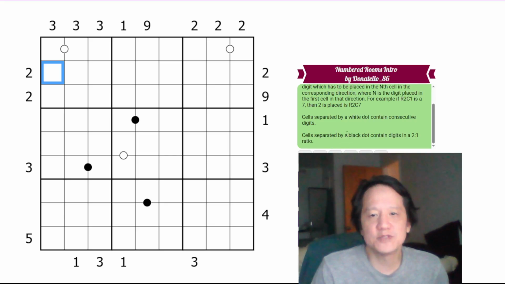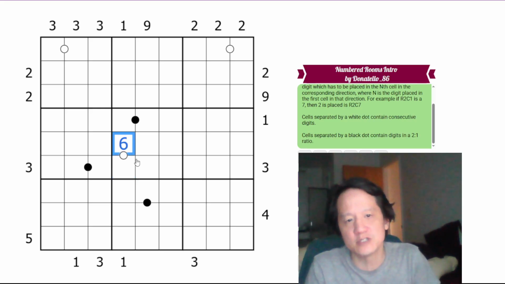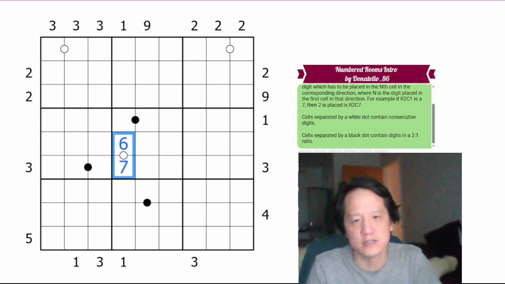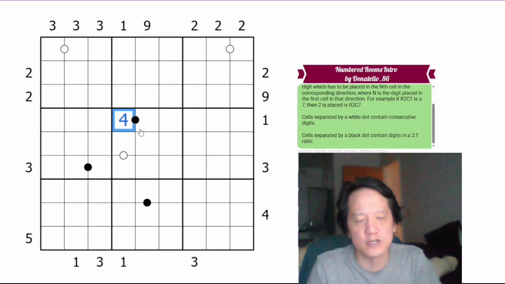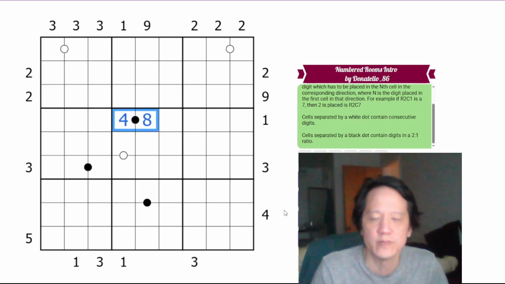We also have cells separated by a white dot contain consecutive digits, and cells separated by a black dot contain digits in a 2-to-1 ratio. So these are typical Kropke dots. If, for example, this were a 6, this would have to be 5 or 7 to make sure that these digits are consecutive. If this were a 4, this would have to be 2 or 8 to make sure that these digits are in a 1-to-2 ratio between them. And those are all the rules.